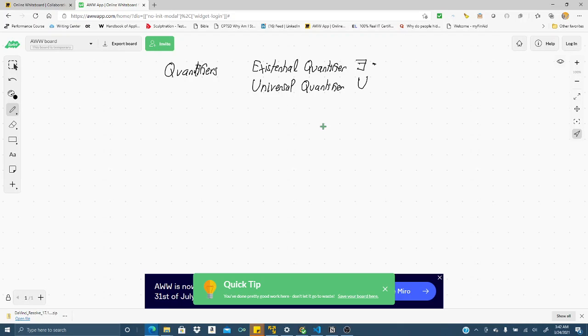So the inverted E in mathematics means there exists, and then the upside-down A means for any. So the upside-down A is for any, and the inverted E means it does exist. Now let's give an example about both of them.